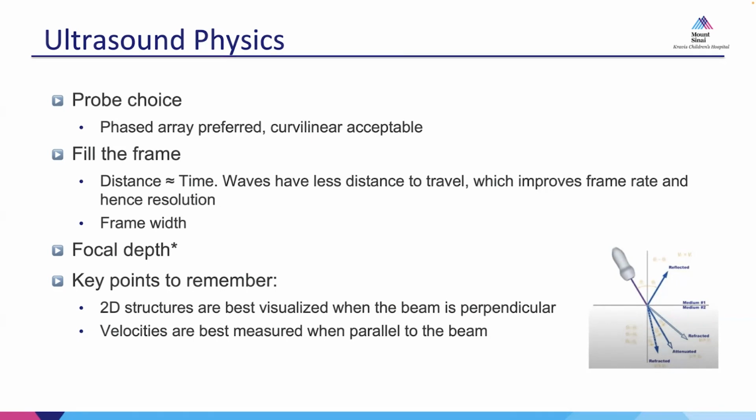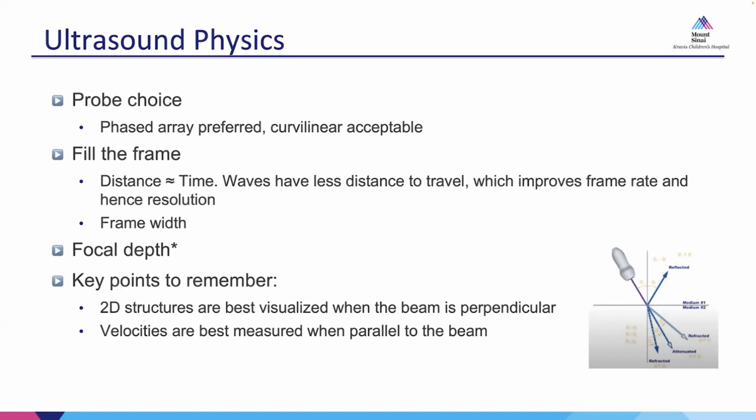So the way to enhance that is that you make the distance as little as possible for what you need. So your frame, whatever you're looking at, should fill the whole frame instead of having a lot of black space at the bottom. And this will mean that you have better frame rates, which means better resolution. Also, if you can, our machines can't, but if you can take down the frame width, it does the same thing, right? You get more waves back faster, which is better resolution.